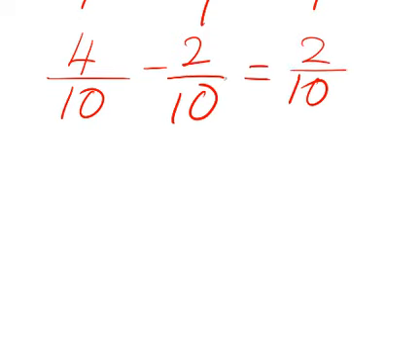Why? Both 2 and 10 are multiples of 2. So we can simplify this. 2 divided by 2 is 1 and 10 divided by 2 is 5. So 1 over 5 is the answer. Okay, I'll show another subtraction question too.